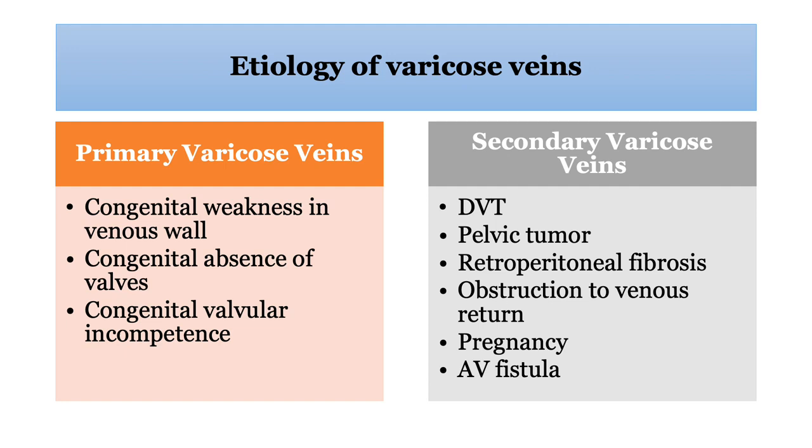While secondary varicose veins are mostly due to venous obstruction, especially in the deep system. The most common causes are DVT, pelvic tumor, retroperitoneal fibrosis, obstruction of venous return, pregnancy, and AV fistula.